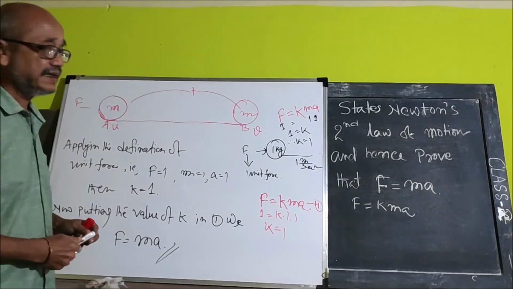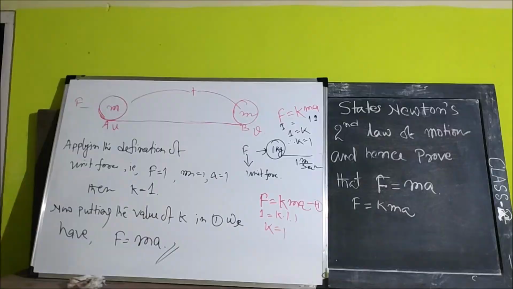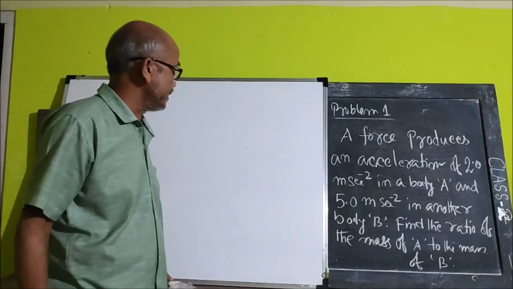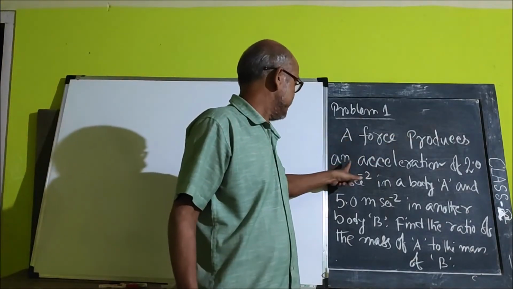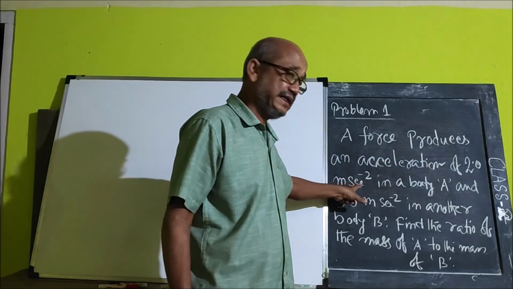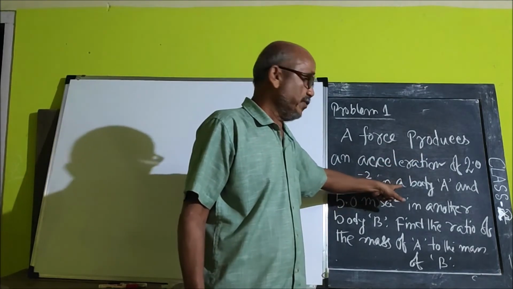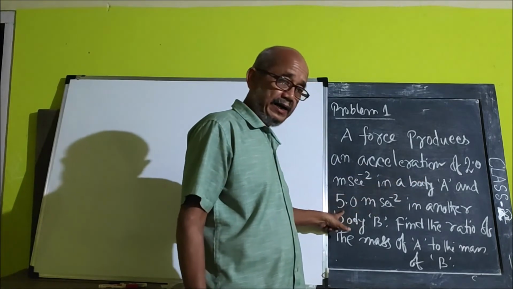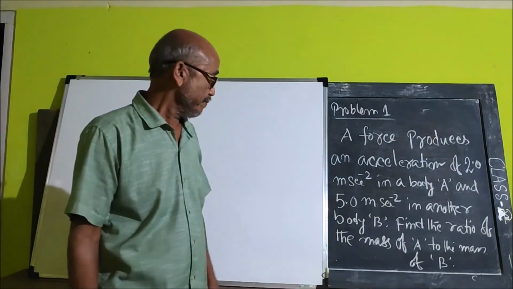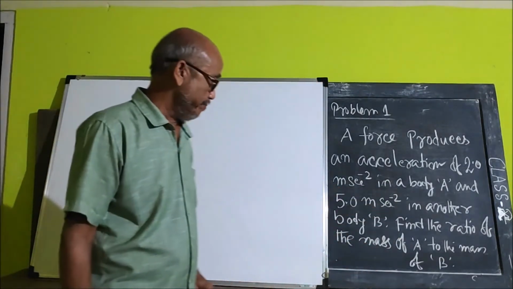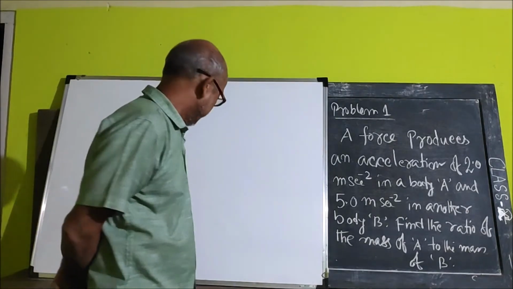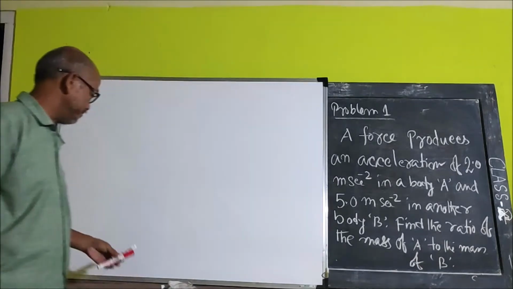What are the problems we write now? The first numerical problem is: a force produces an acceleration of 2.0 meter per second square in a body A and 5.0 meter per second square in another body B. Find the ratio of the mass of A to the mass of B.